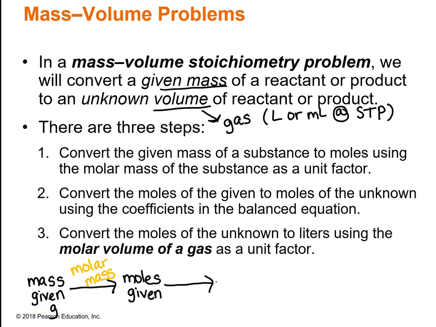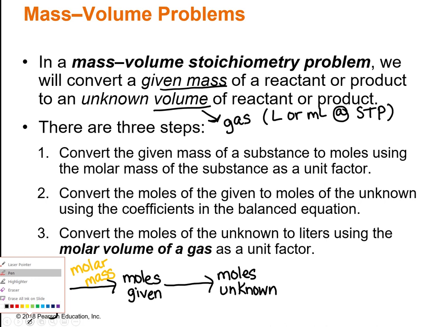Next, you're going to take your moles of given and convert that to your moles of unknown. You should see a trend here because these are the same two steps as the mass to mass problem. So from moles of given to moles of unknown, what do we need to convert? Mole ratio. Yes. So we need a mole ratio from the balanced equation.